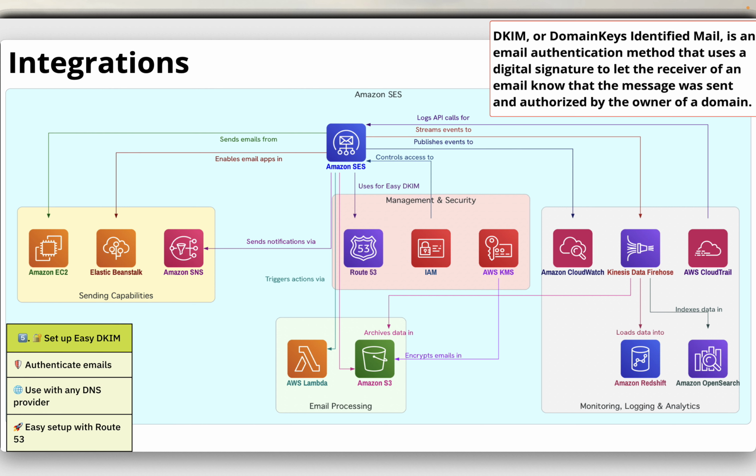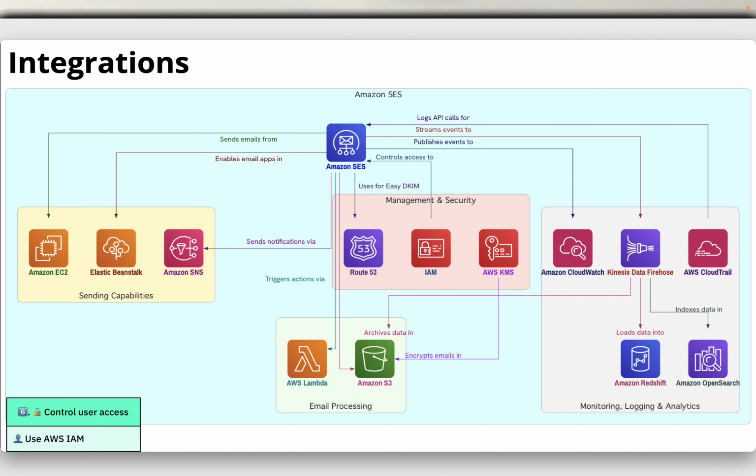You can use the AWS Management Console to set up Easy DKIM, which is a way to authenticate your emails. Although you can use Easy DKIM with any DNS provider, it is especially easy to set up when you manage your domain with Route 53. You can control user access to your email sending by using AWS Identity and Access Management. So IAM is the way to control who has access to the SES service.